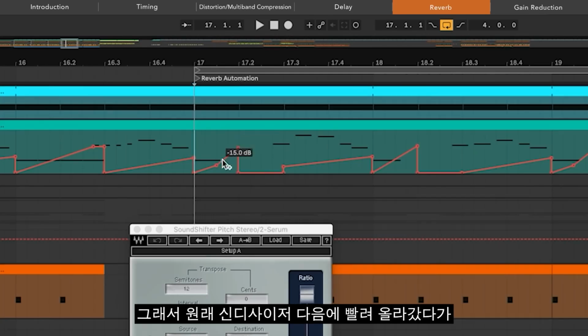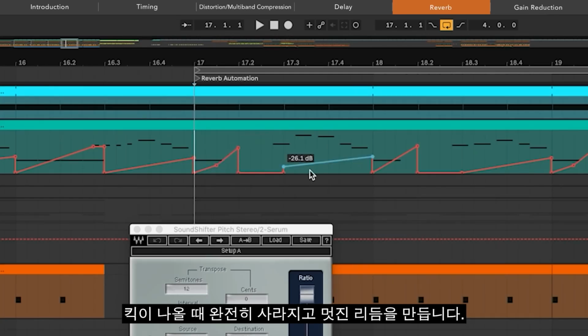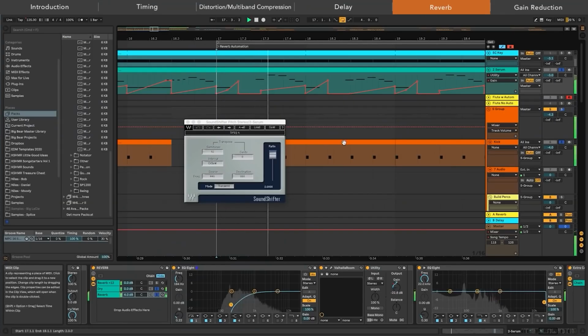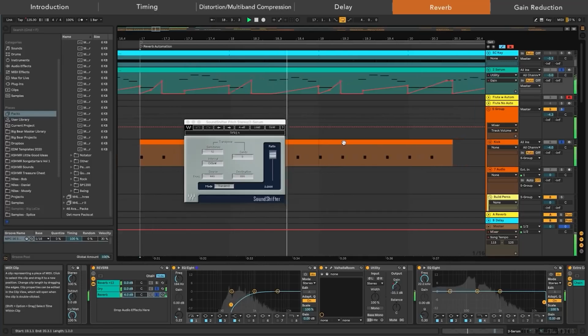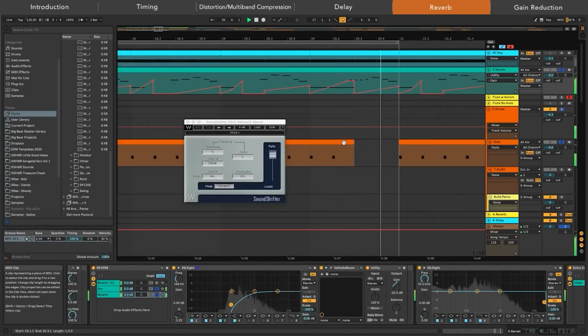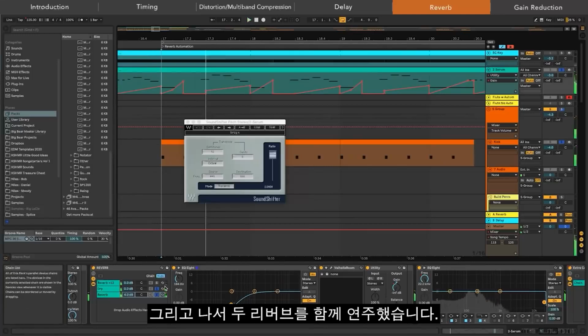So it sucks up after the original synth and then dies completely when the kick happens, and it creates this cool rhythm. I'll just play it along with the kick. Listen. Right, and then we play both reverbs together.